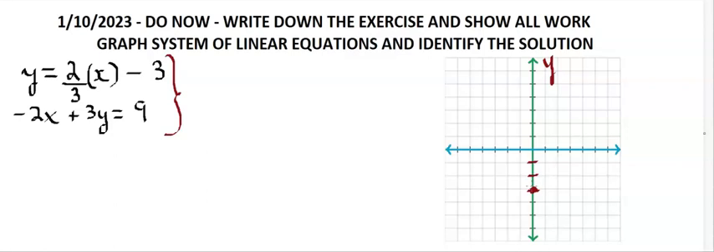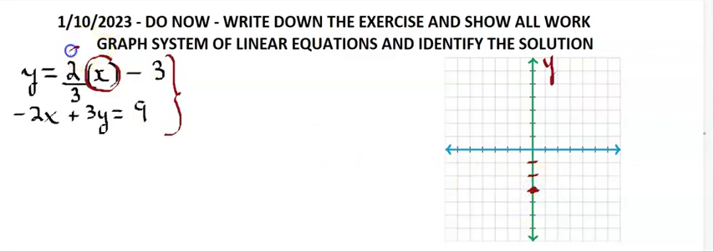Just think about it. If you put the 0 in for the x here, what's 2 over 3 times 0? Just 0. And 0 minus 3 is just -3. So you don't have to do any of that. It's already shown to you in the equation that the y-intercept is -3. Good. Let me pause this. So again, the y-intercept is -3.